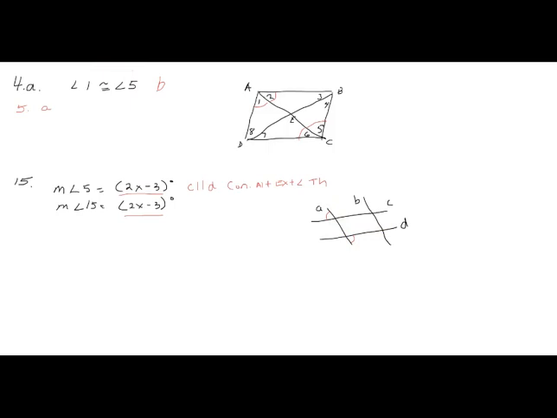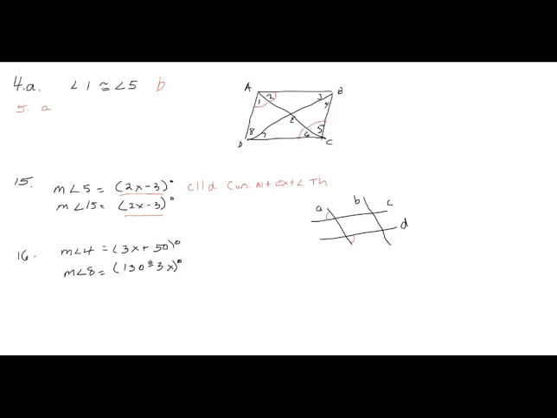Okay, our next set of angles is for number 16. And number 16 says the measure of angle 4 equals 3x plus 50 and the measure of angle 8 equals 130 minus 3x.